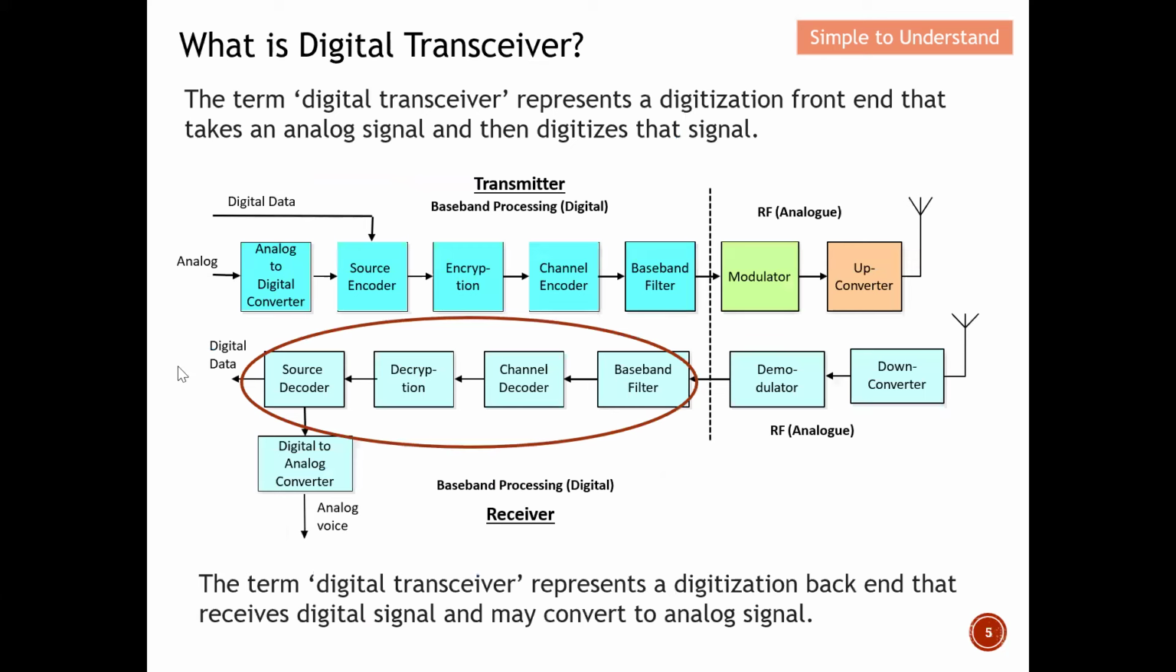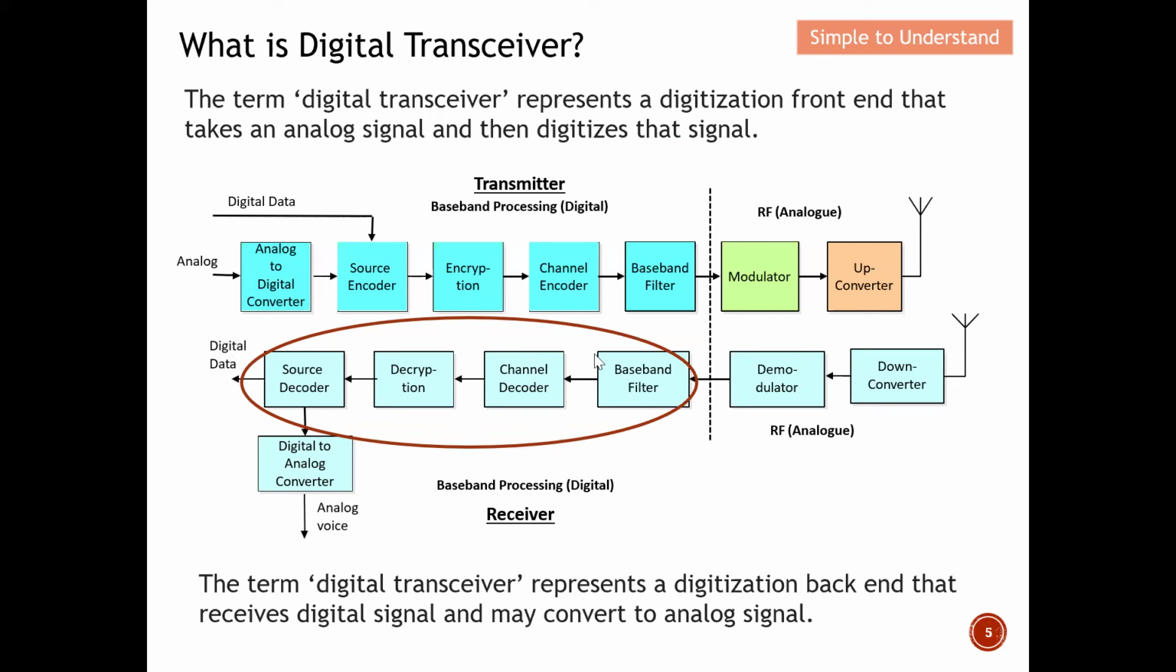Next. So I have explained the down converter and also the demodulator. Let me just focus on the baseband processing part. I will explain the channel decoder, decryption, and the source decoder. As I mentioned earlier, we may not necessarily convert the digital signal to the analog signal. Nowadays, in fact, most of the time, we will keep the signal as a digital signal.